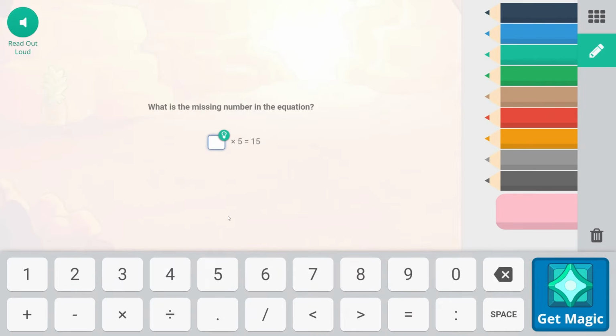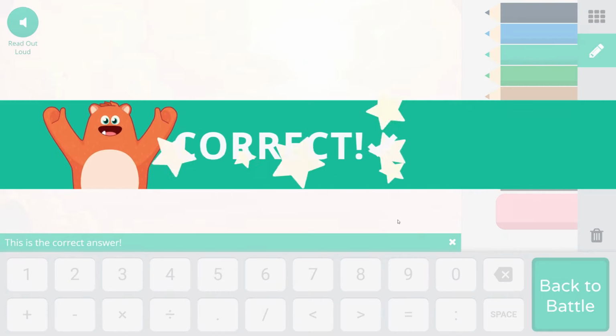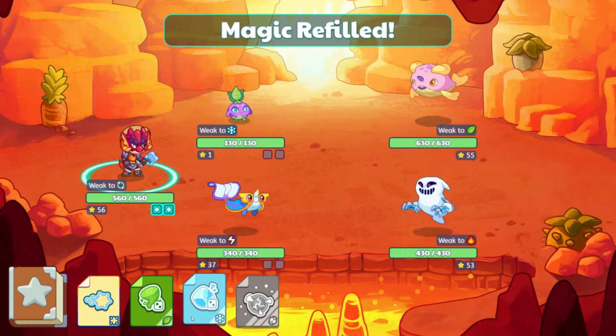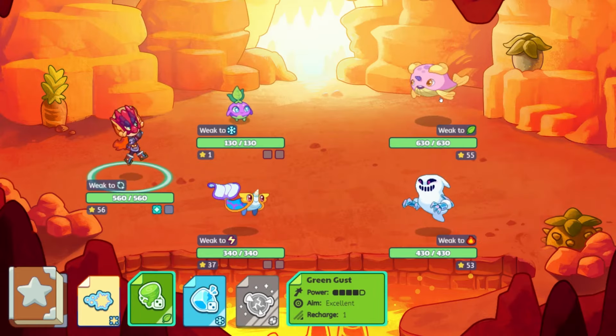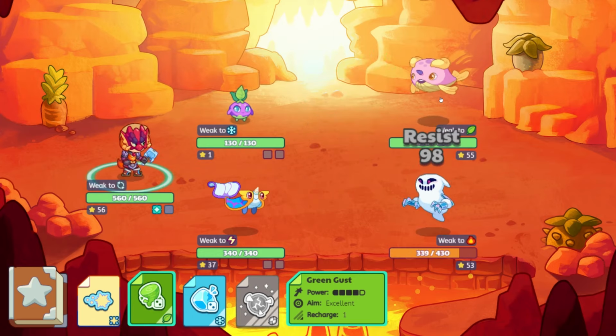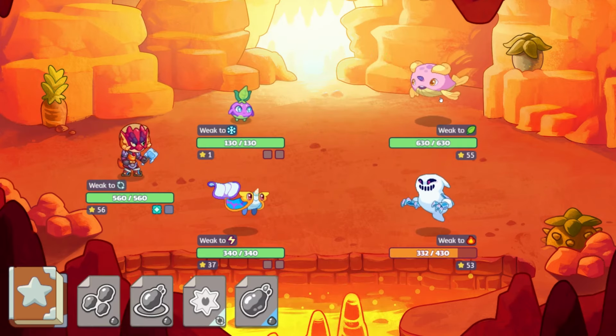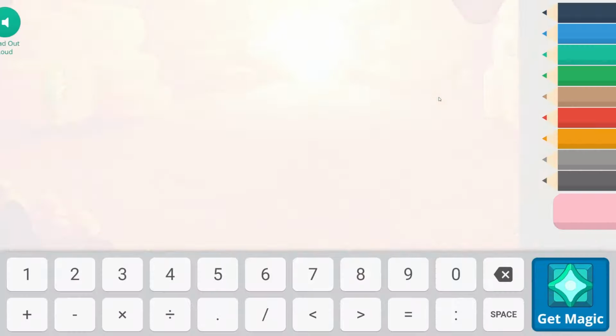All right, so what's times 5 equals 15? 3 times 5 equals 15. Oh, it's a first round. That's cool, but it's random, so let's see if it hits. It does not. 98 there. We have to wait for one turn recharge.